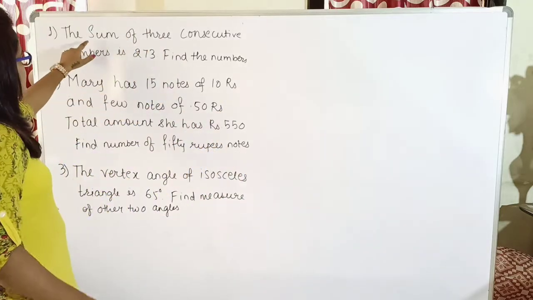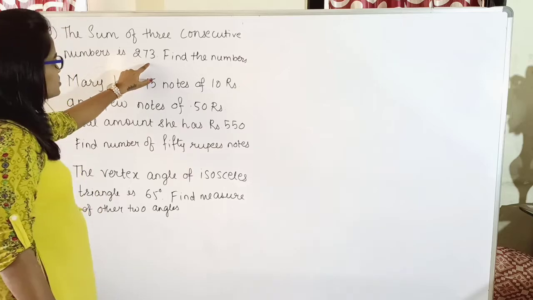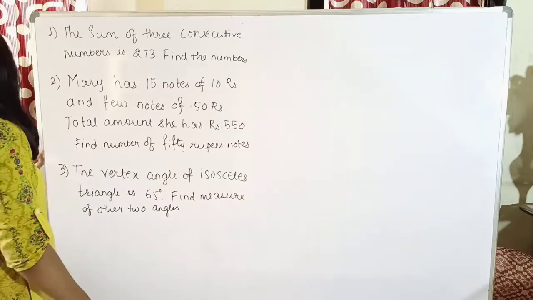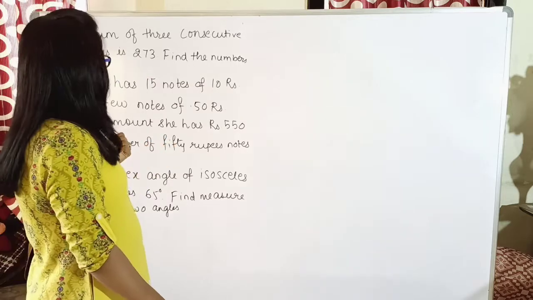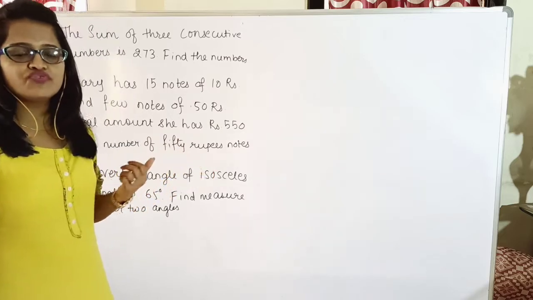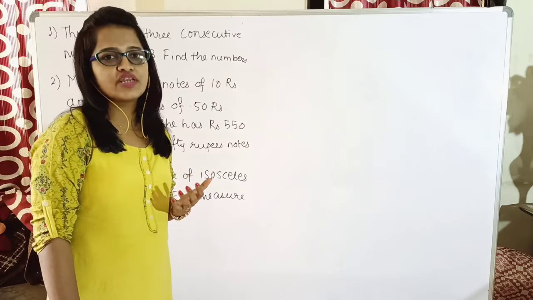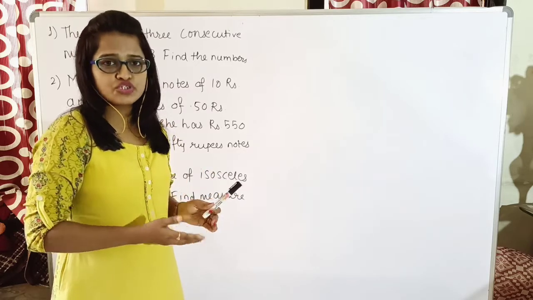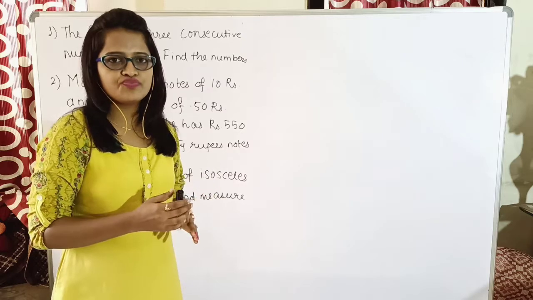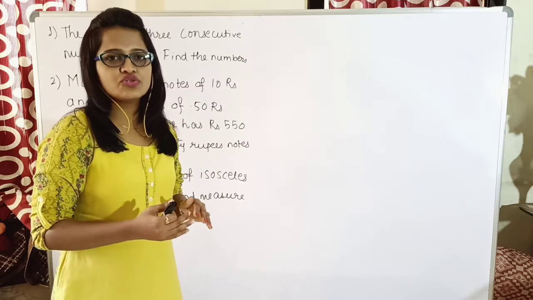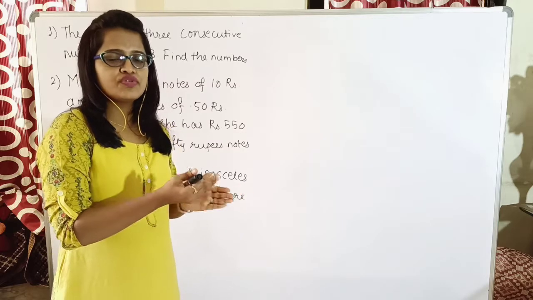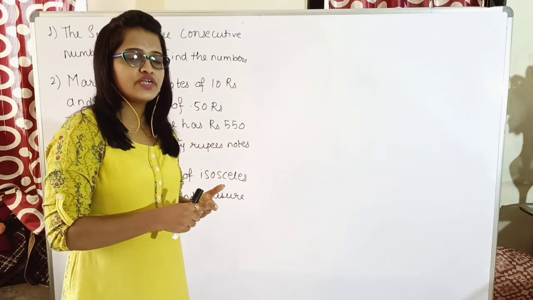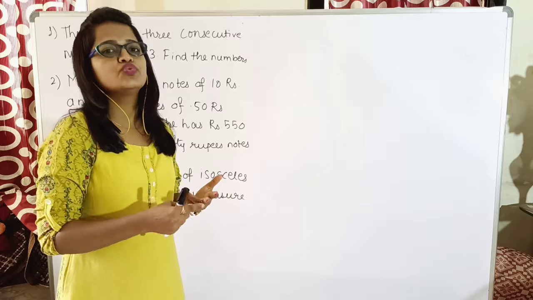The first one says the sum of three consecutive numbers is 273. Find the numbers. Now when they are saying find the numbers, you have to find all the three numbers, isn't it? But since the three numbers are consecutive, even if you find one of the numbers, the other two numbers can be found. For example, if the smallest number is 20, the next two numbers will be 21 and 22. Or if the highest number you got is 22, then the lower ones will be 21 and 20.